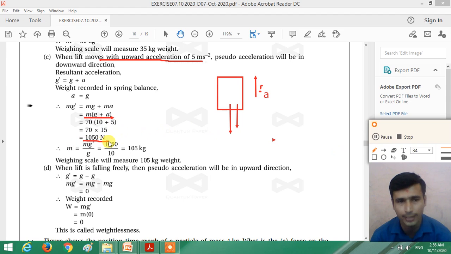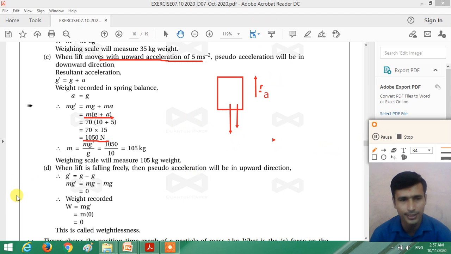1050 Newton, right? So dear student, understand, when the lift is stationary or moving with constant velocity, the weight of the person recorded by the weighing machine is the same, W equal to mg. But when the lift is moving in the upward direction with constant acceleration a, the weight of the person is increased by ma. So the weight of the person W is equal to m into g plus a. Similarly, when the lift is moving in the downward direction with constant acceleration a, the weight of the person is decreased by ma. So the weight of the person is m into g minus a.